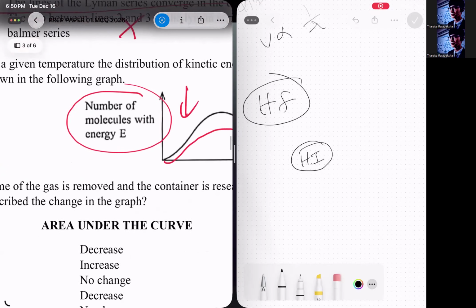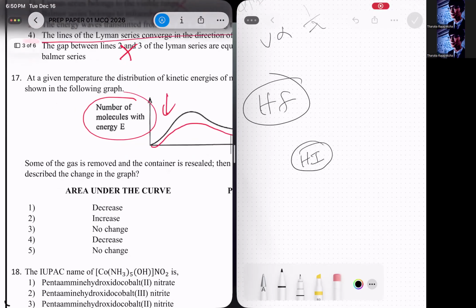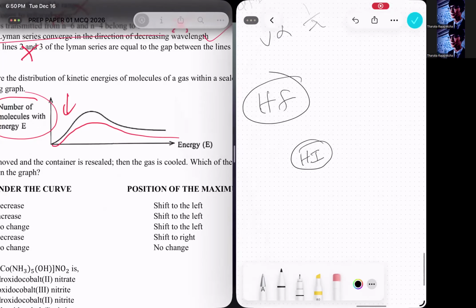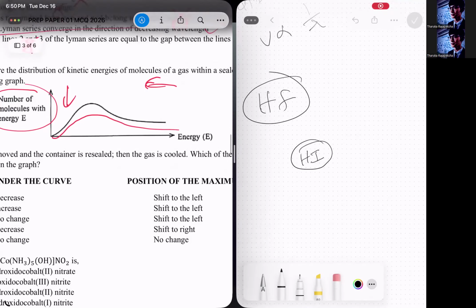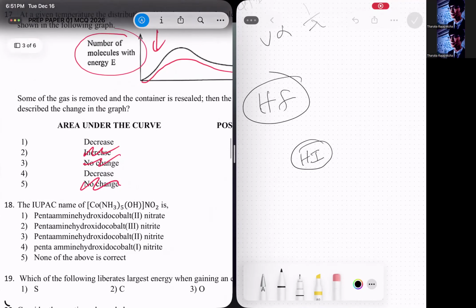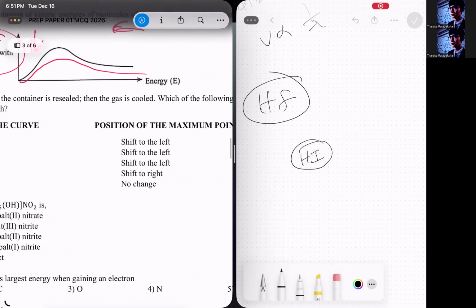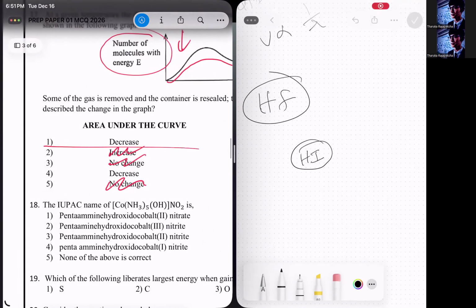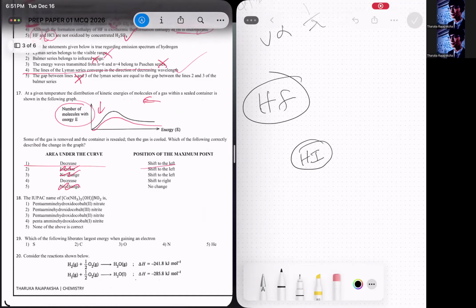And also they are going to cool. People, when they are cooling, what will happen to the energy? Energy will decrease, so the graph will shift to this side also. So it will decrease and also shift to the left. So the area under the curve will decrease. So it's not increasing, no change. It should be decreasing and also shifting to the left. Answer number 1. Question number 17, answer number 1.